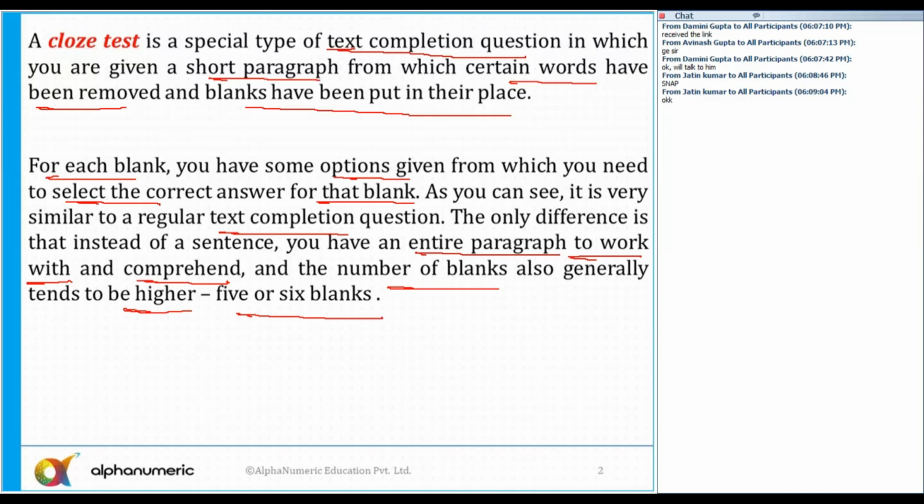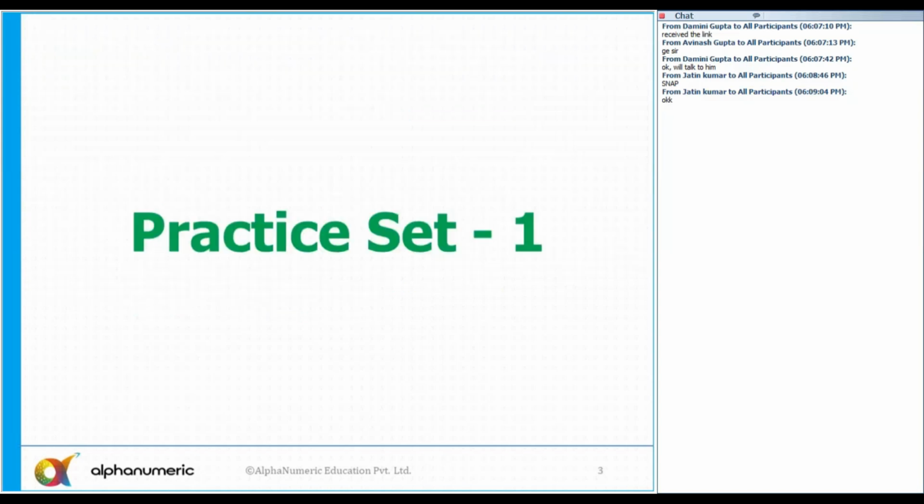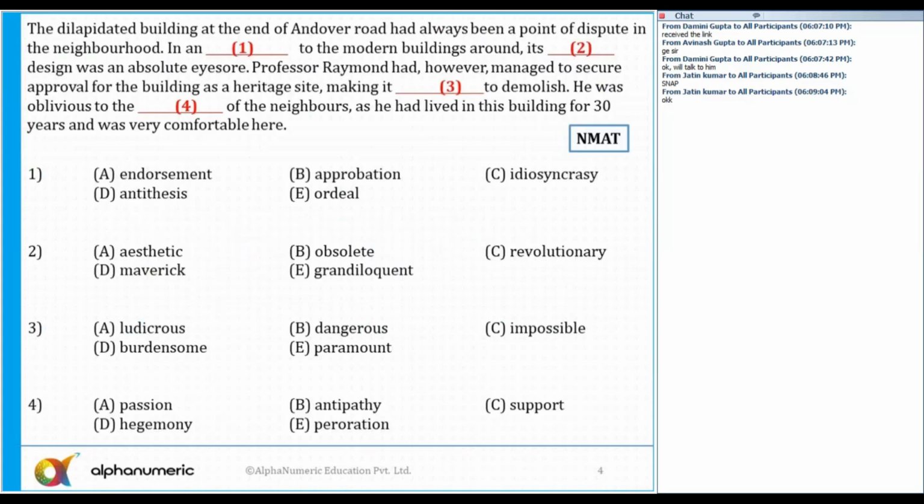Let me solve 1 or 2 questions with you. Then I will let you solve it on your own. This is the first set that appeared in NMAT. NMAT, they are pretty easy. The dilapidated building at the end of Andover Road had always been a point of dispute in the neighborhood. In dash to the modern buildings around. So because it is a dilapidated building and there are modern buildings all around, this building, in front of the modern buildings, is going to be what?